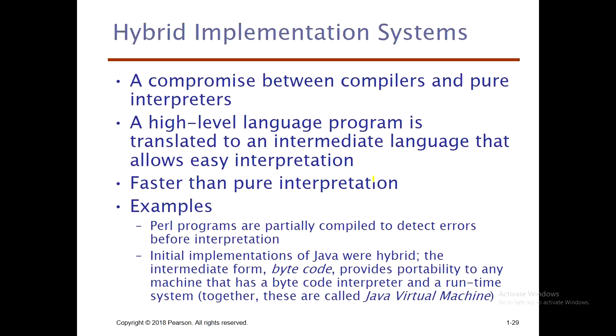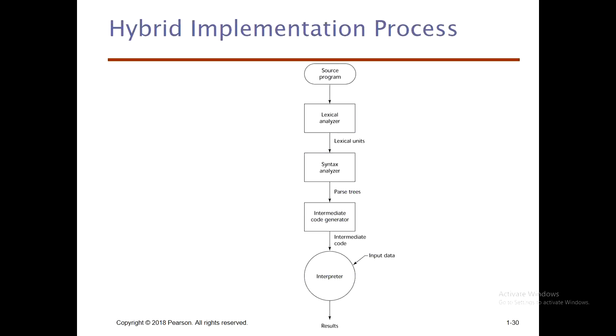We use it for parallel programs. These parallel programs are particularly compiled to actually get the errors out of them before being interpreted. And also some implementations of Java can be done through hybrid, because in interpretation, after that you bring the code interpreter through runtime systems, especially in some applications like Java virtual machines, for example. So this hybrid implementation process looks like that.